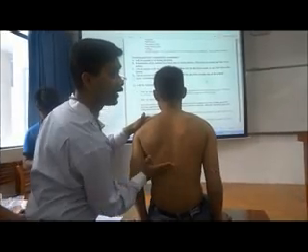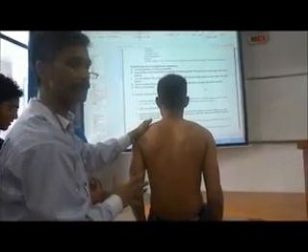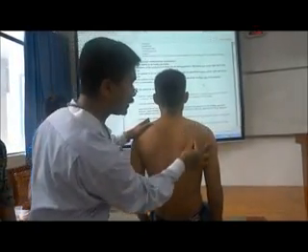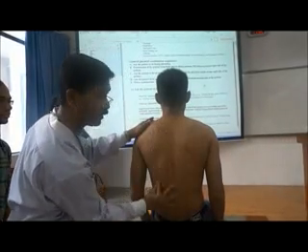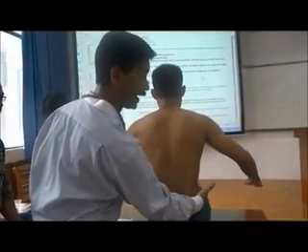So you are feeling some vibration. That is called vocal fremitus. Percussion in the backside, two lines: this is the mid-scapular line and the mid-axillary line. In the mid-axillary line, you need to check.